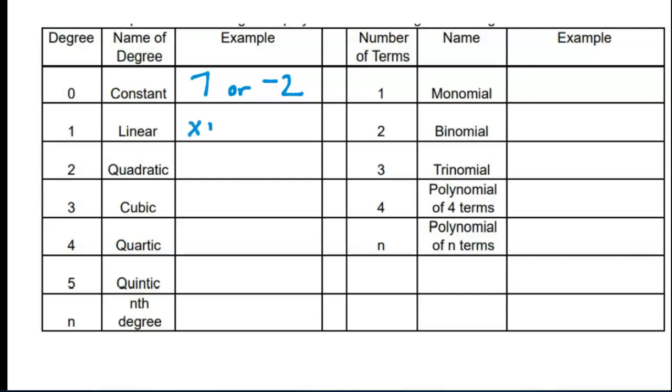Linear functions we studied a lot of, and that can be just an x to the first power, and so it has a slope to it. This is a consistent slope. It's a straight line, and you could have something like x plus 2 or 7x. Those are all examples of linear functions. We've dealt with lots of those.